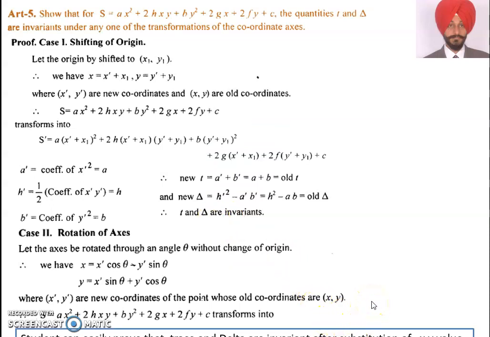So we see that the trace is equal to again a plus b, and delta is equal to h dash square minus a dash b dash, which is h square minus ab. So it is very easy for the students to discuss this, just simplify this.